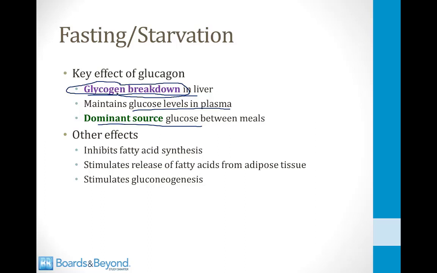Other effects of glucagon in general are to oppose insulin, so it will do the opposite of what insulin did. Glucagon will inhibit fatty acid synthesis, it will stimulate the release of fatty acids from adipose tissue, and it can also stimulate gluconeogenesis. And I talk about all these things in other modules on fatty acids and gluconeogenesis.